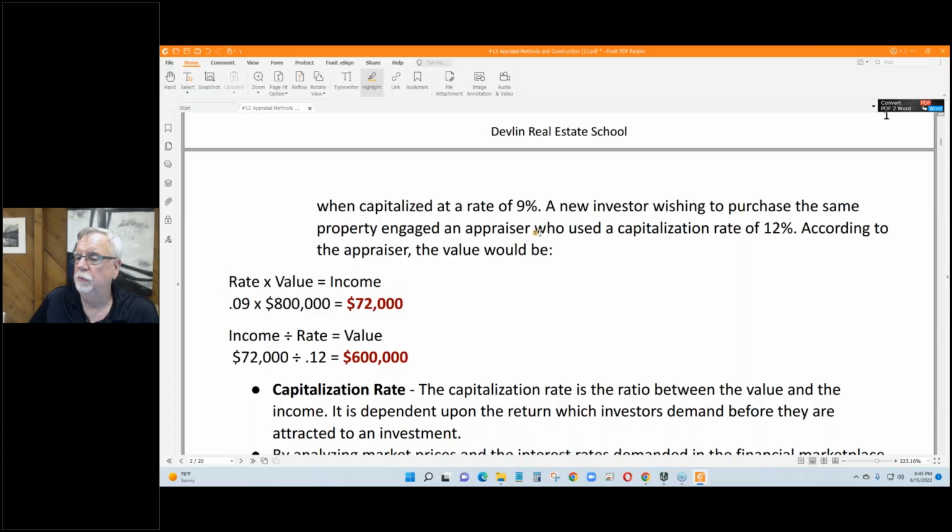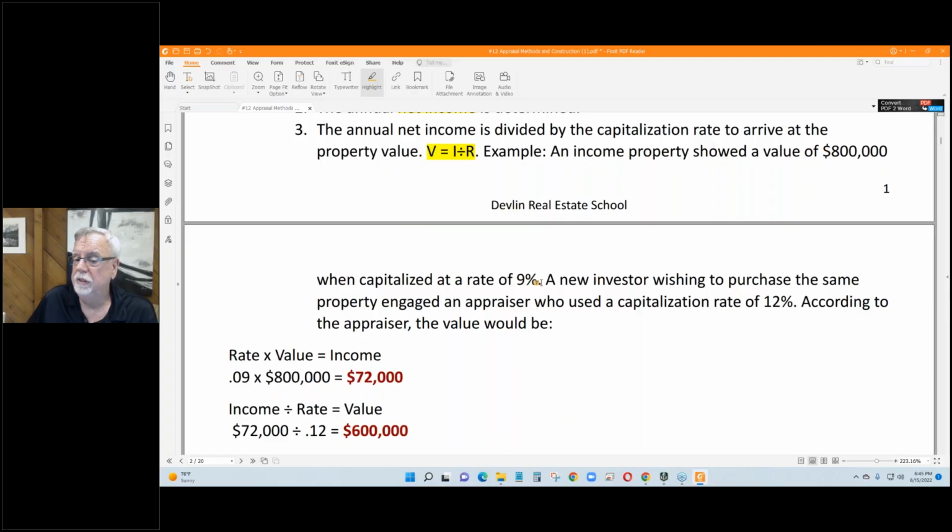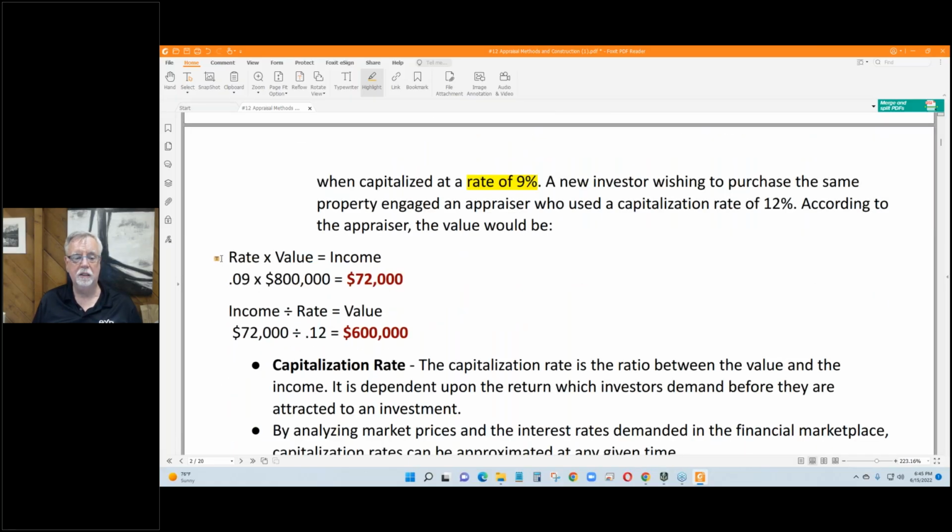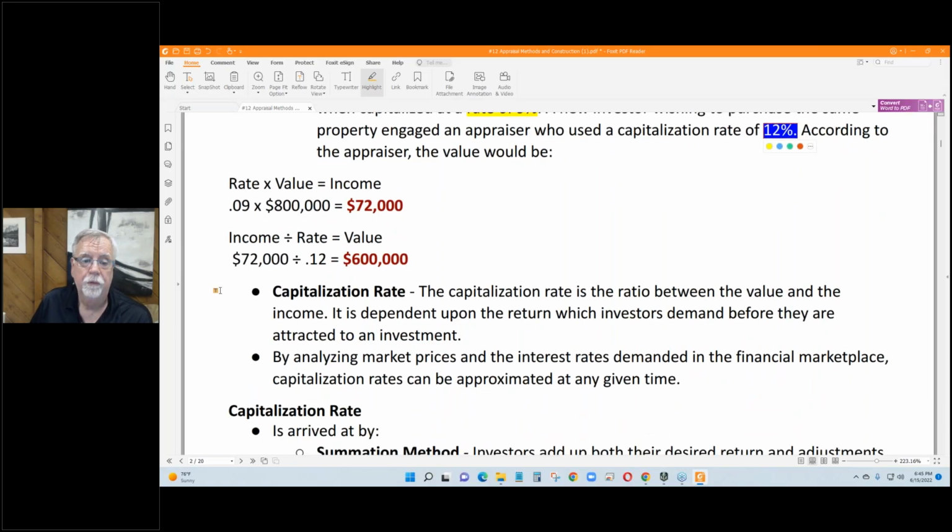Well, what they didn't tell us when they told us 800,000 and 9%, notice they didn't tell us the income, right? They never here told us what the income is. And in order for us to determine the value, we have to take the income and divide it by the rate. So how would we find the income? Well, we know that the value was 800,000. And we know that the rate was 9%. So if we take rate times value equals income, we get an income of 72,000. Now that we have the income, we have a new rate of 12%. So we take that income, divide it by the new rate, 12%, and we get a new value, 600,000. You'll see as the rate goes up, the value goes down, assuming the income remains the same.